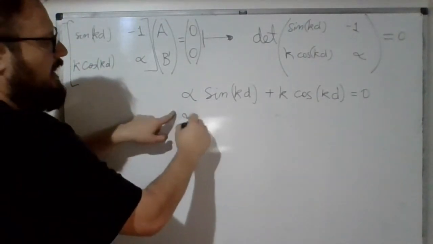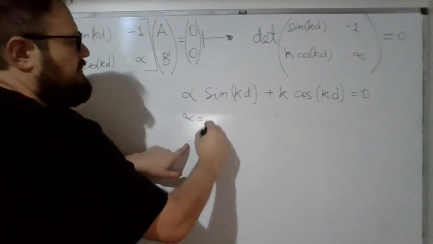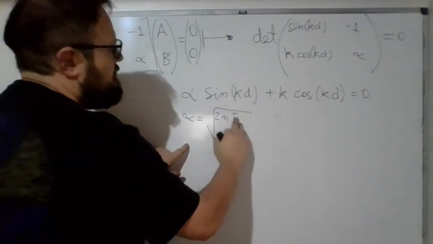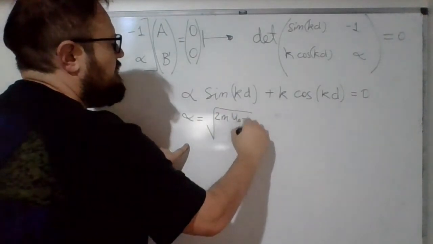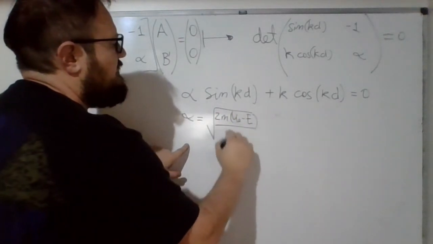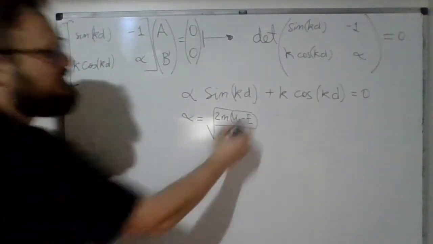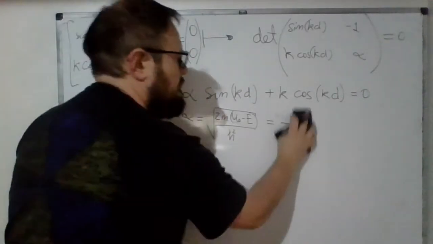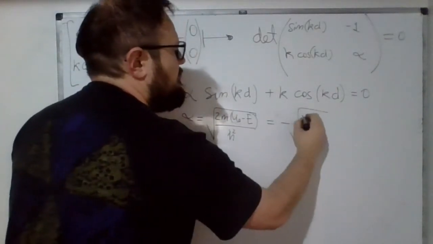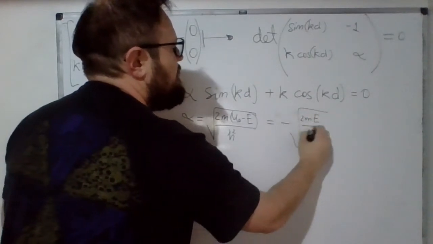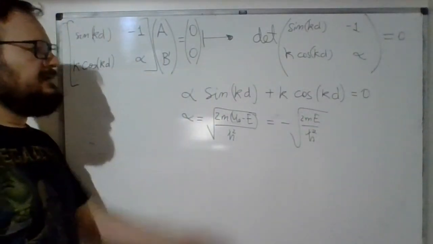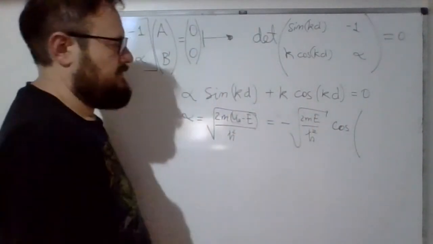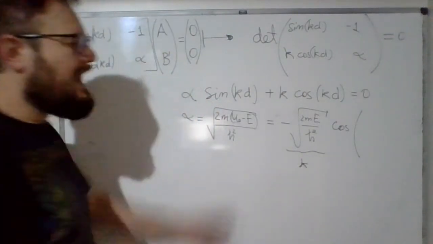So we'll have the alpha function, which is the square root of 2 times mass times the U naught minus the energy, divided by h bar squared. All right, this is alpha, and it must be equal to minus k, which is the square root of 2 times the energy divided by h bar squared. Right, this is k. The cosine, this is k. I will write k.